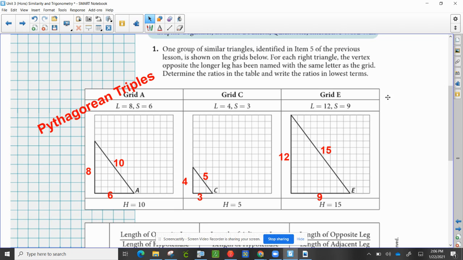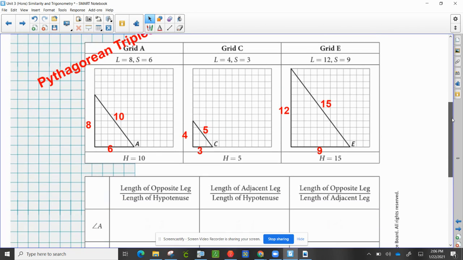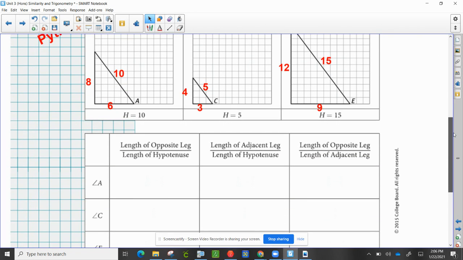Okay, if you notice, all three of these are Pythagorean triples, the 6, 8, 10 triangle, 3, 4, 5, and 9, 12, 15 triangle. But I'm going to go through angle A with you. So they want us to use angle A and find the length of the opposite leg over the length of the hypotenuse. So those are the ratios that we're going to make for this.